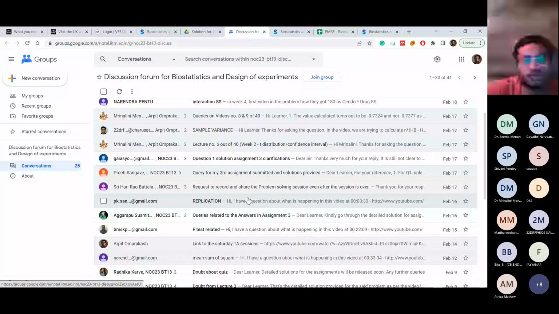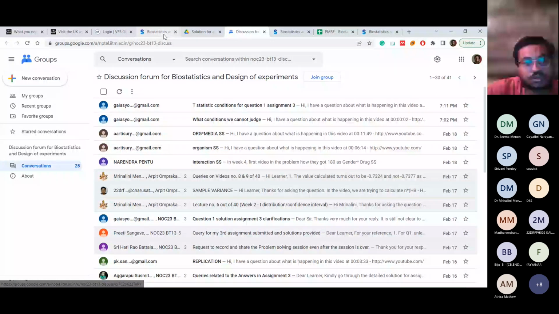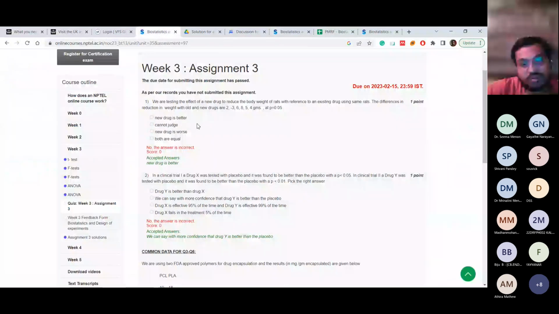I'll raise it up to the instructor. I also think cannot judge should be the answer here because it's falling in between both of them. For the purpose of the course, whenever you get a significant result, even if you get a significant result for a one-tail test but not for a two-tail test, they prefer if you go with the significant result.